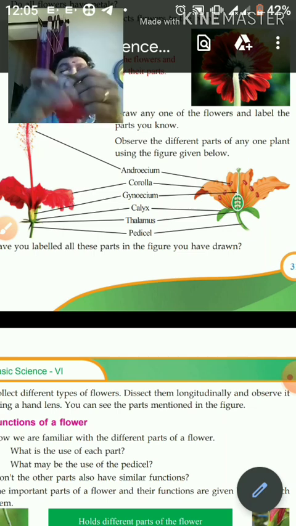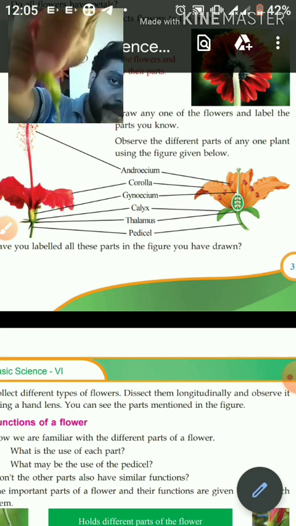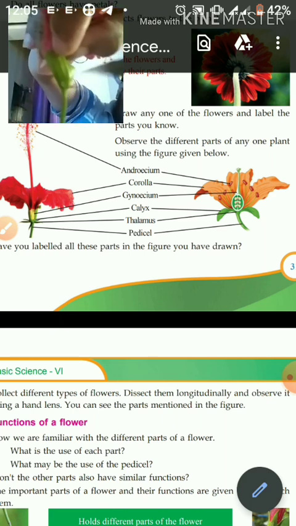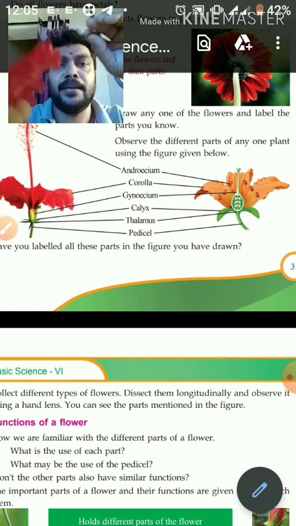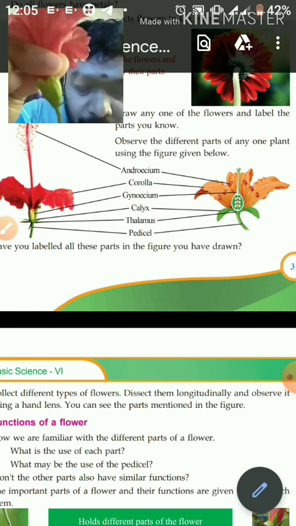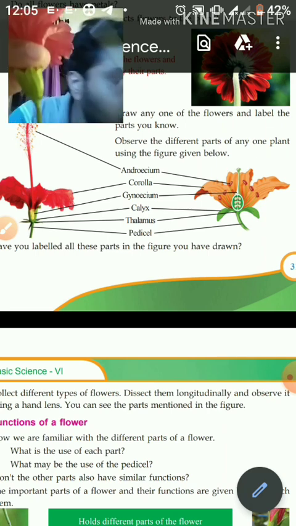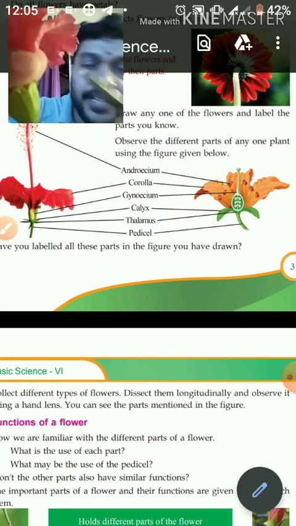And can you see the green color, protective case here? I will show you. Yes, this one. This part is called calyx. What is the main function? It protects the flower when it is in bud form. So this is calyx, which protects the flower when it is in bud form and holds the parts after it blooms.